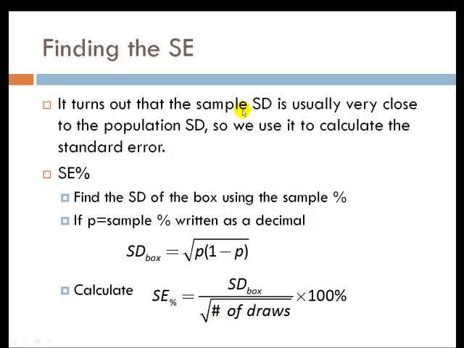And we use that SE number to calculate the confidence interval. Now it turns out that the sample SD is usually very close to the population SD. And this is the whole idea of a bootstrap, that we don't know the population SD, but it turns out that our sample SD does a really good job of estimating that population SD. So we use the information we've got to get an estimate for the standard error, both in the case where we're talking about percentages, where we're going to use the sample percentage as that proportion in the SD box calculation, and then use that SD box estimate to calculate the SE percent.